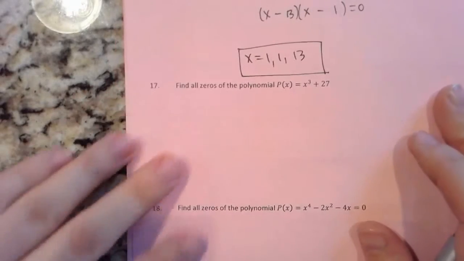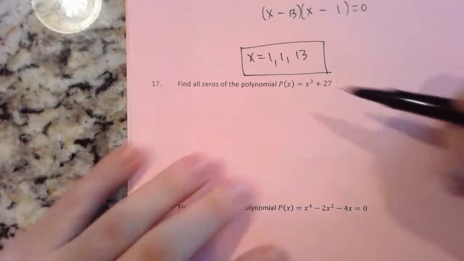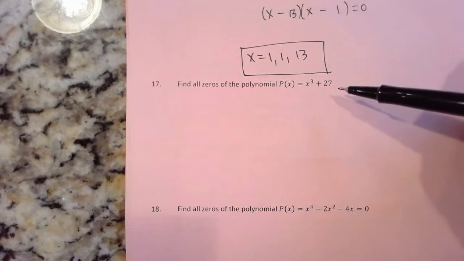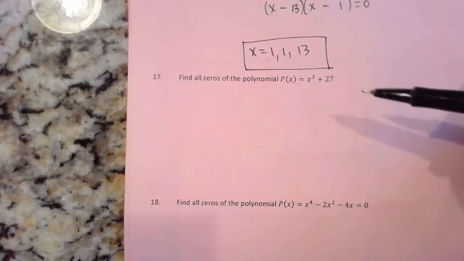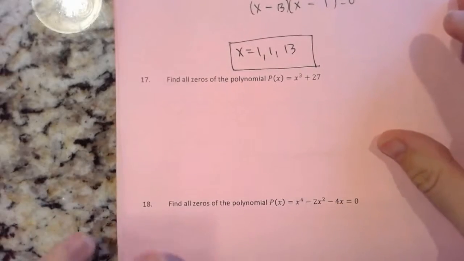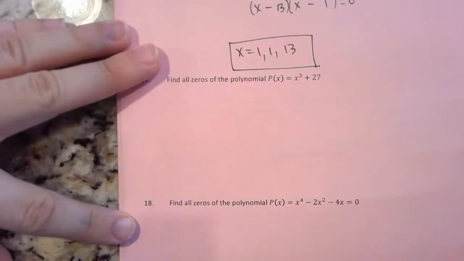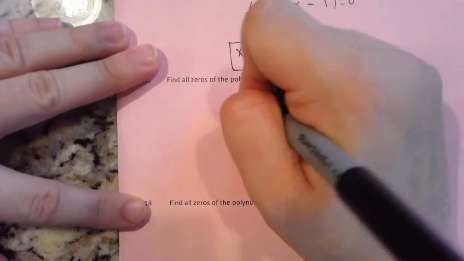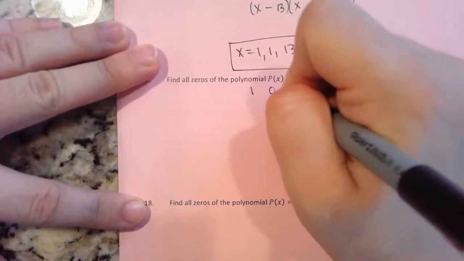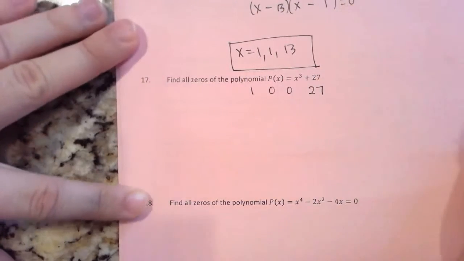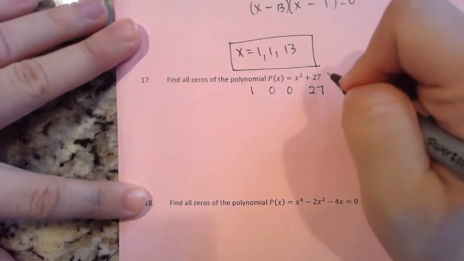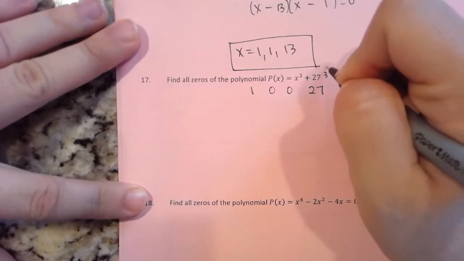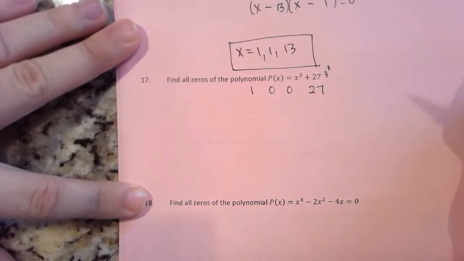Okay, number 17. If I'm setting up the synthetic, there is a formula that you can use. This is called the sum of cubes because x cubed is a perfect cube and 27 is a perfect cube. But we didn't take the time to teach that to you, so let's just use synthetic division. 1, 0, 0, 27. Now this is a perfect cube, right? So it's like 3 cubed. Maybe that's going to give us an idea of what one of the solutions will be.